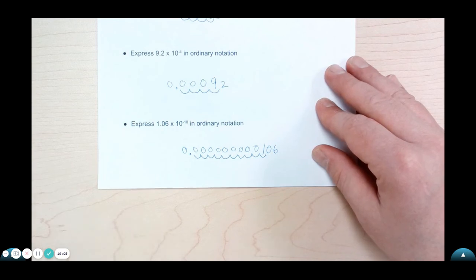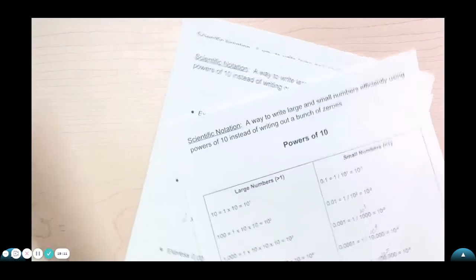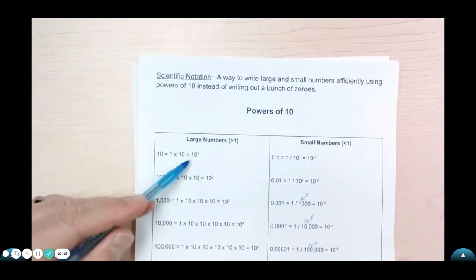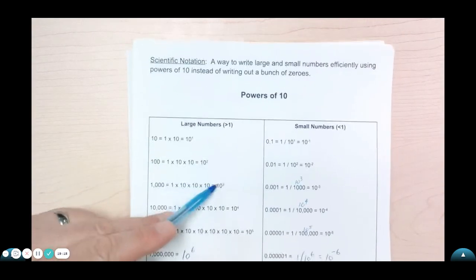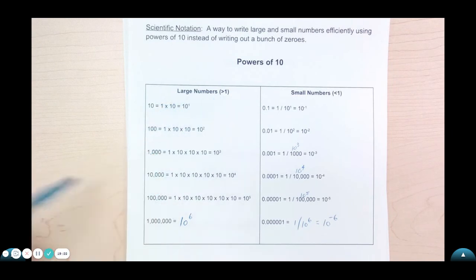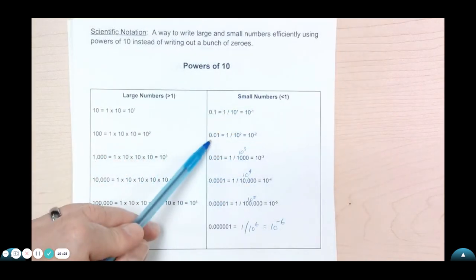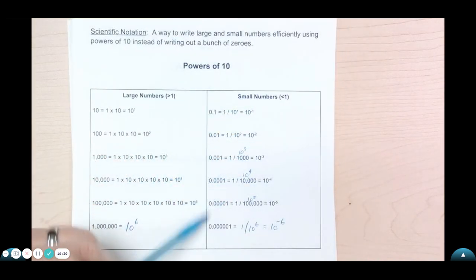So just to sum things up here, you guys. Whenever you see positive powers of 10, that indicates that you're dealing with large numbers. They're going to be bigger than 1. Whenever you see negative powers of 10, that indicates you're going to be dealing with numbers smaller than 1.